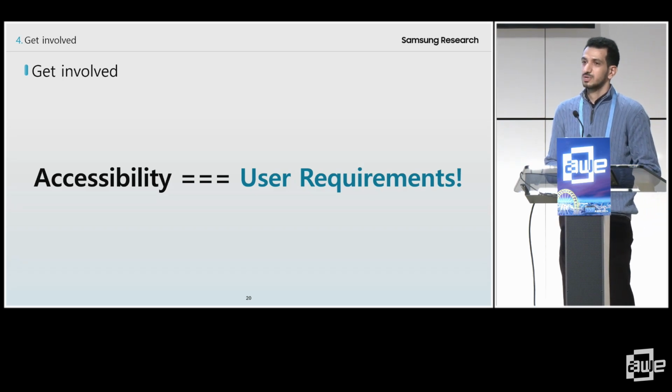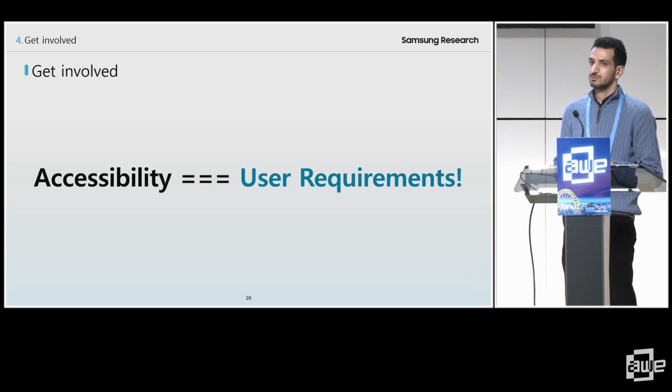But accessibility is really about understanding user requirements. It really is as simple as that. It's about understanding our users better, to build better experiences, more relevant experiences that don't hinder their user experience at any point. It really is as simple as that.